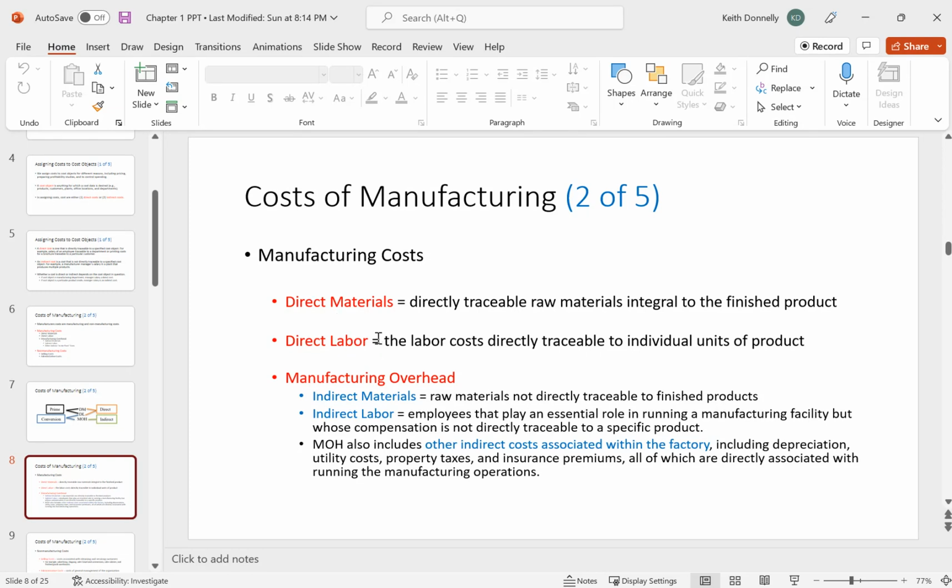We have our direct labor, like I got to pay my employees. And then I have overhead, right? I have like the utilities to run the place. I have property taxes, so on and so forth. So these three items are manufacturing costs.